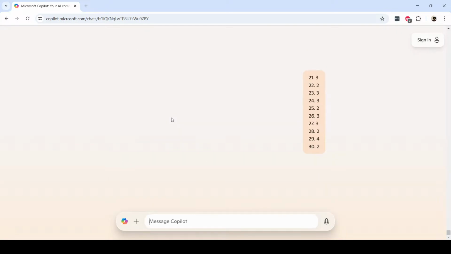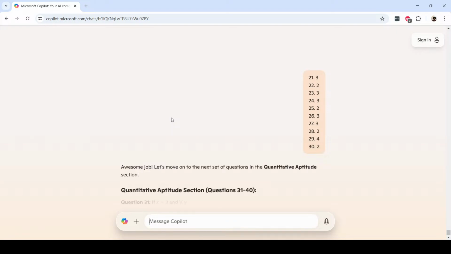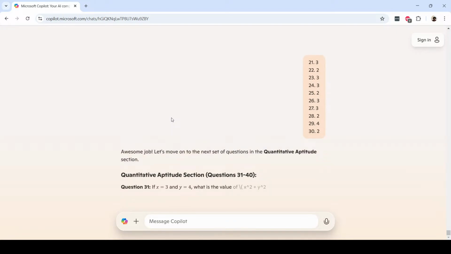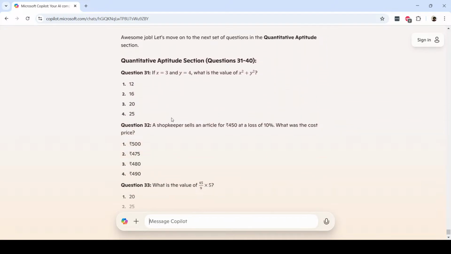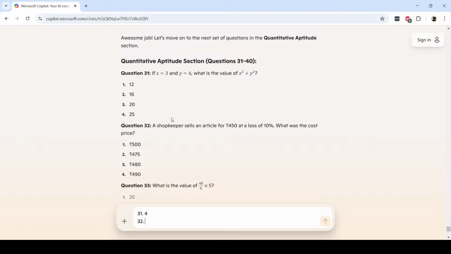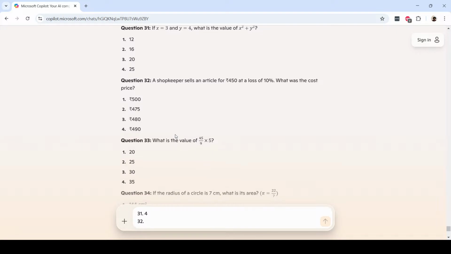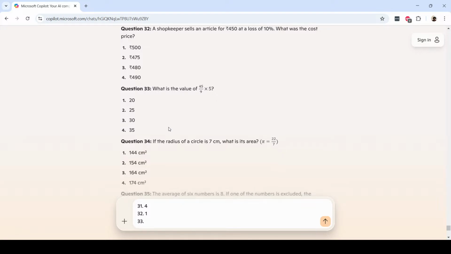Okay, so now the next 10 questions we have. If x equals 3 and y equals 4, what is the value of this? That would be 9 plus 4 minus, 25. A shopkeeper sells an article for 450 rupees at a loss of 10%, 500. What is the value of this? 25.